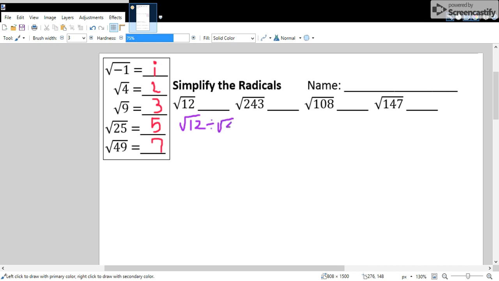Divide by the square root of 4, and we get square root of 3. Now, square root of 3, you can't divide it by 9, you can't divide by 25, 49, 4, and so on. So that's your leftovers. And the square root of 4 is 2. So your answer would be 2 times the square root of 3.